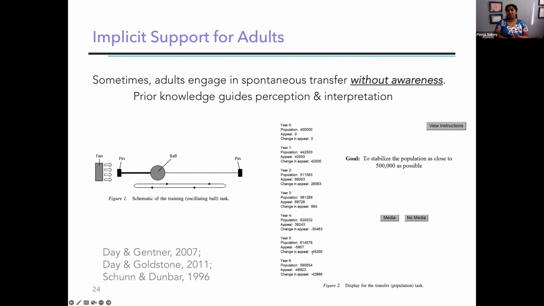Similarly, Shen and Dunbar found that adults learn from an analogy between a problem about viruses and a problem about genetics. But again, many of the adults were not consciously aware of similarities, and their conscious awareness in the study did not moderate the effects of analogy. So it wasn't necessary for adults to even know that an analogy was possible for the analogy to be useful for them.